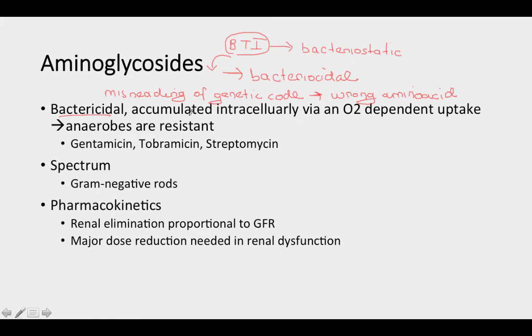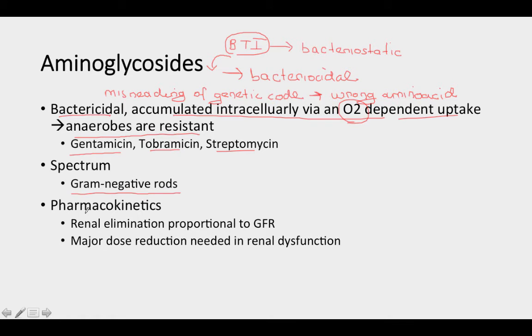They're accumulated intracellularly via an O2 dependent uptake. So they require oxygen to be taken up by the bacteria. And for that reason, the anaerobic bacteria are actually resistant to the aminoglycosides. The main aminoglycosides that you would have come across are probably gentamicin, but you might have also heard of tobramycin and streptomycin. That's the one that we use clinically most of the times. Their spectrum is pretty good with the gram-negative rods.